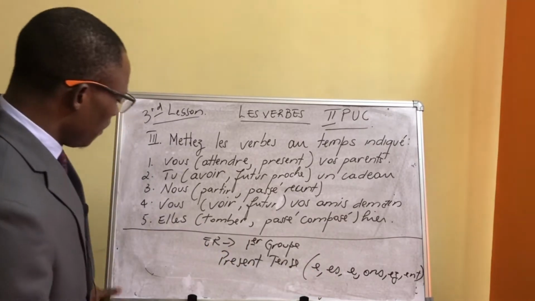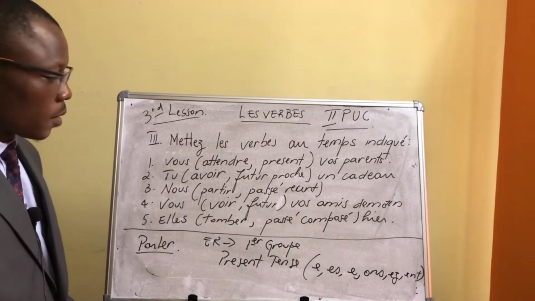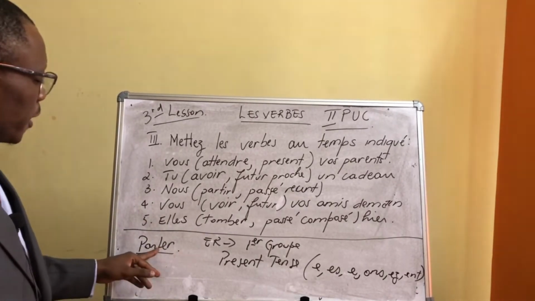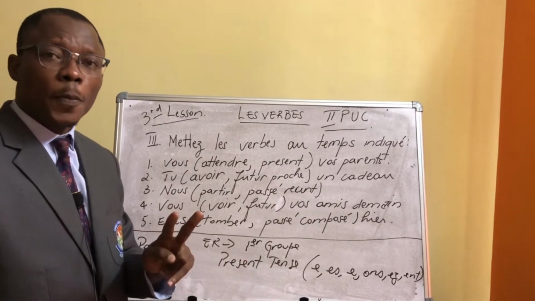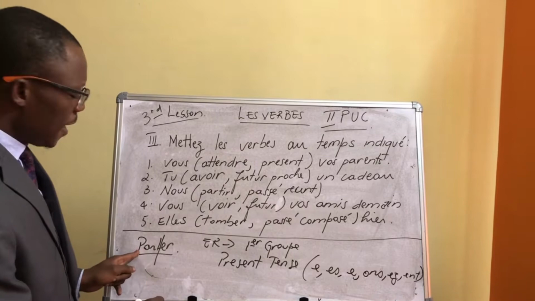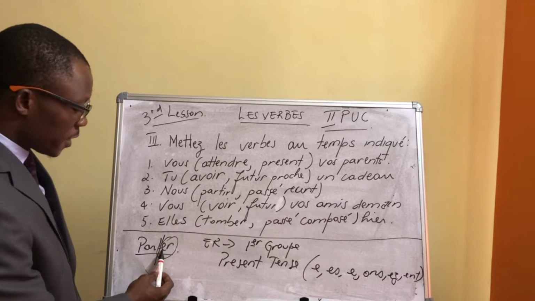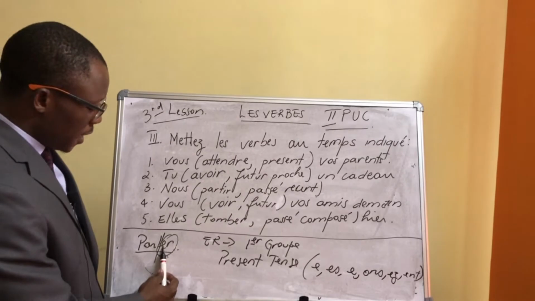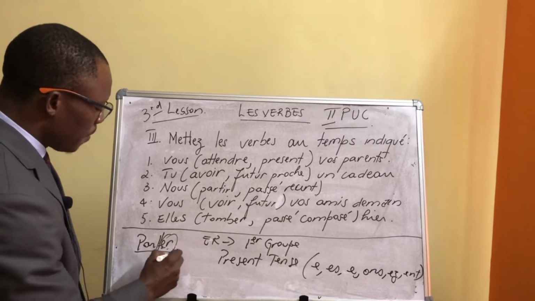I will give one example: parler. For you to find out if a verb belongs to the first group, you need to check the ending part. Remember, in each verb we have two parts. The first part is the radical, and the next part is the terminaison. So always check this ending part. As you can see here, the ending part is ER. That means parler belongs to the first group. Parler means to speak.